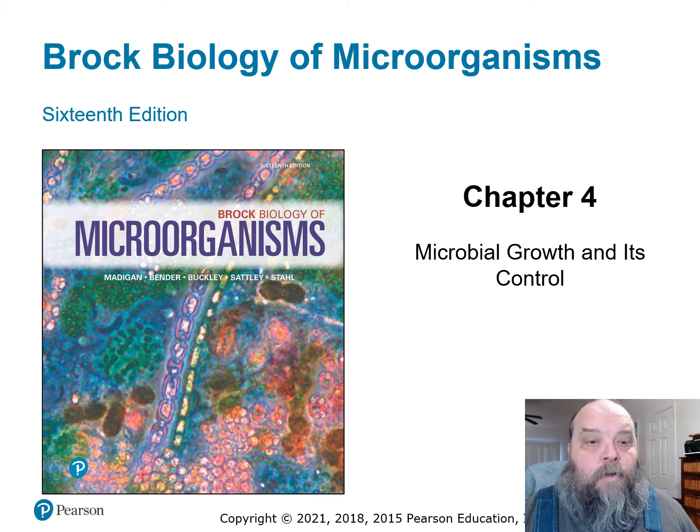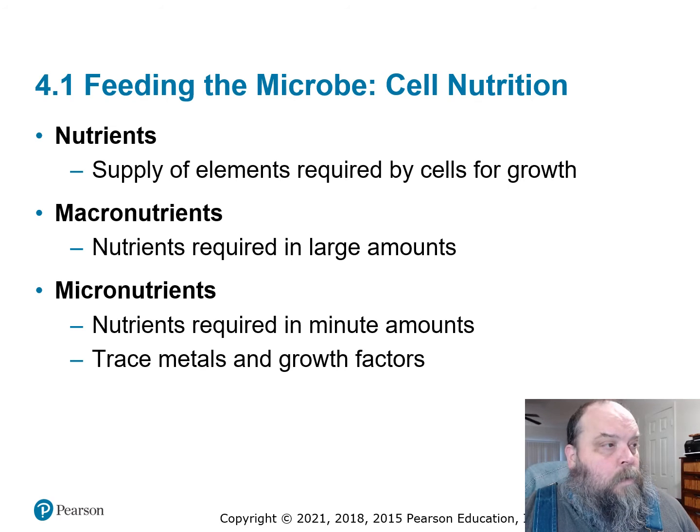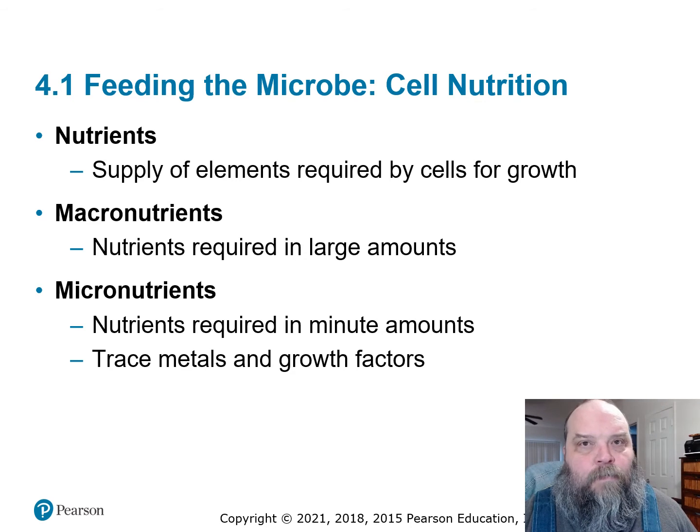Chapter 4, Microbial Growth and its Control. When it comes to growing microbes in the lab, whether it's bacteria, fungi, yeast, whatever, there are certain things we need to account for. The need for all living cells for nutrients, some supply of required compounds for growth, for metabolism, for glycolysis, catabolic methods of glycolysis, anabolic methods of building up, making new proteins, new nucleic acids.